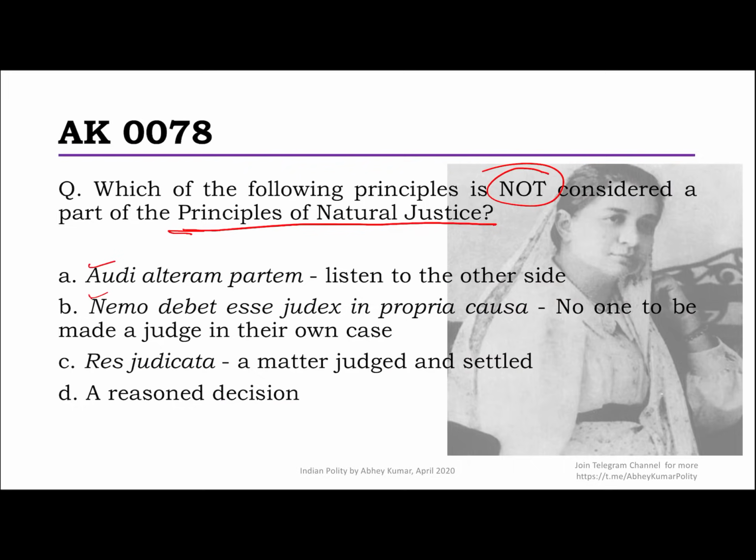Now, when you see res judicata, it means a matter judged and settled. So it's a principle, for example, embodied in the Code of Civil Procedure also. And the principle is that when an issue of fact has been tried by a court on a former occasion, then the finding is final and binding on both the parties, and it cannot be raised again. Now, this actually has got nothing to do with natural justice as such.